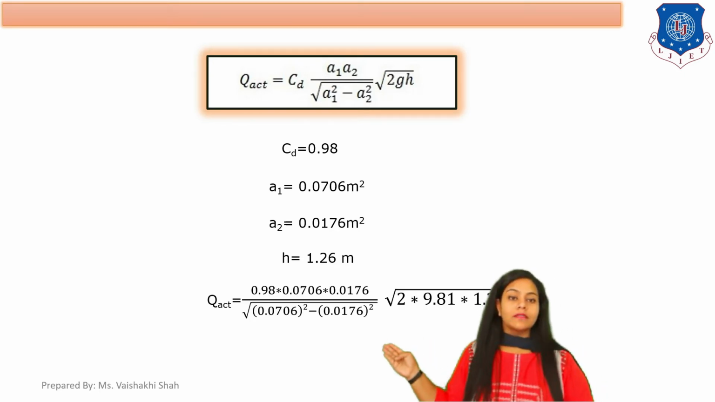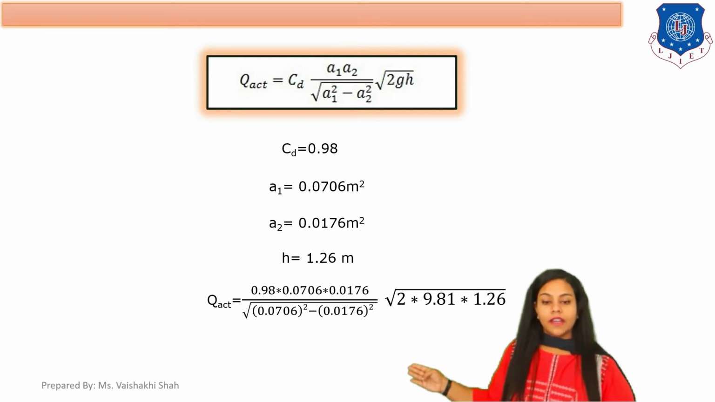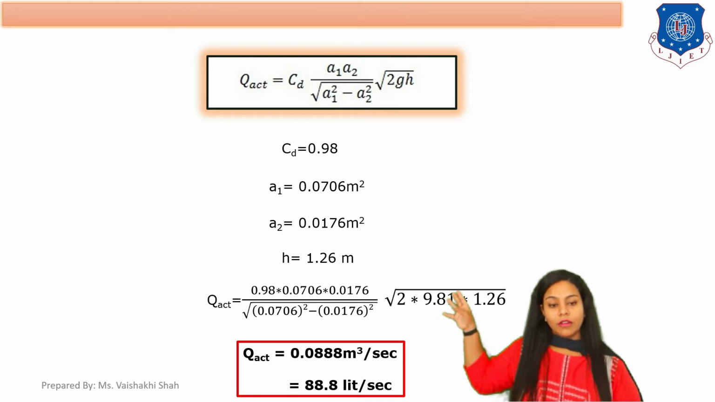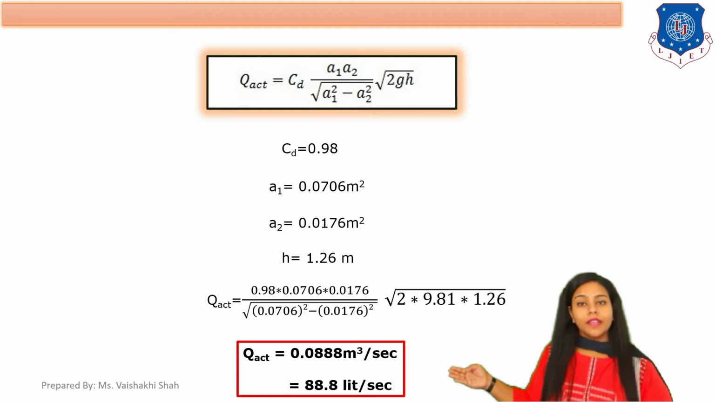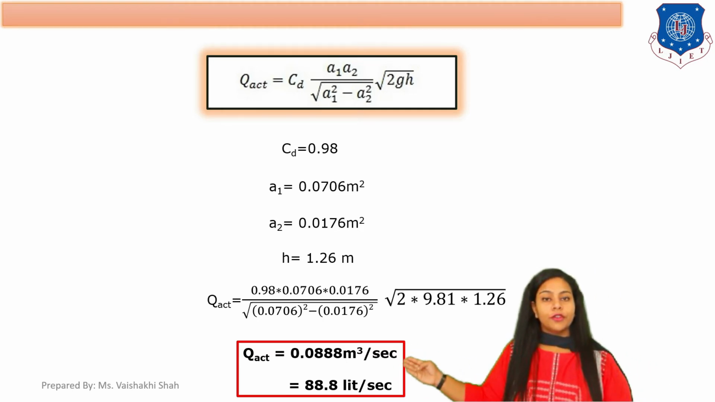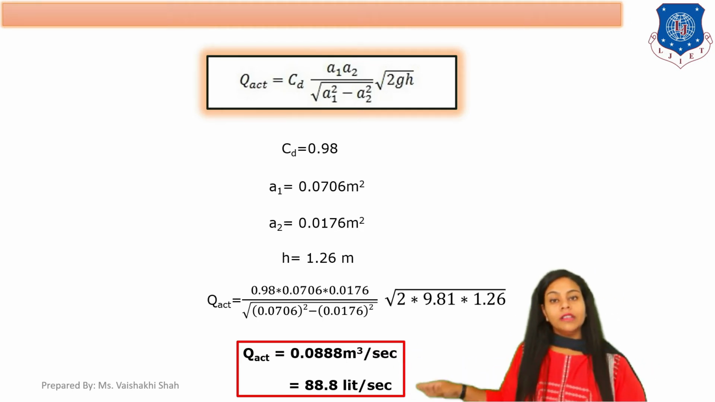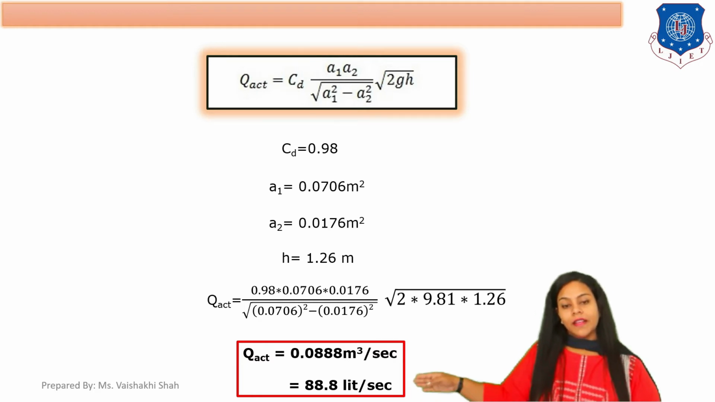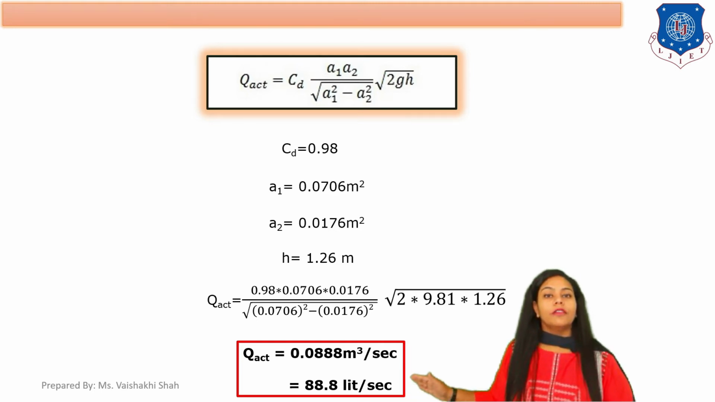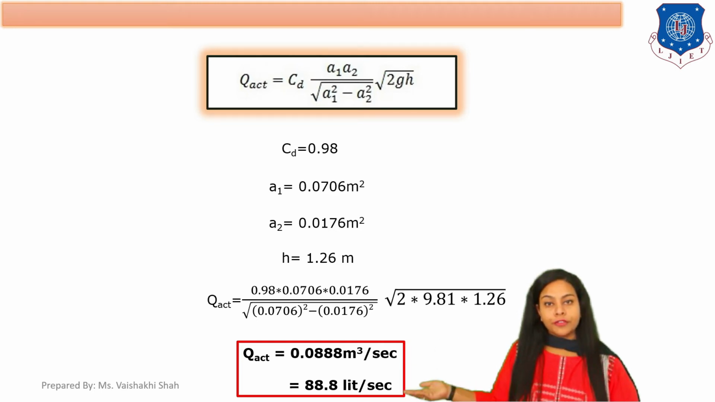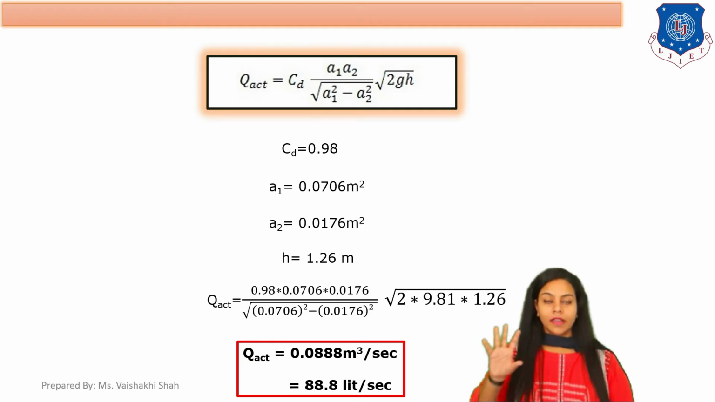So if we place all the values in the above equation, then your Q is this, and by solving this equation in calculator, your final answer is 0.088 meter cube per second. Or if you convert discharge into liter per second, then multiply with 10 raised to 3. So your final answer is 88.8 liter per second. So this is the value of discharge from the Venturimeter for the given data.